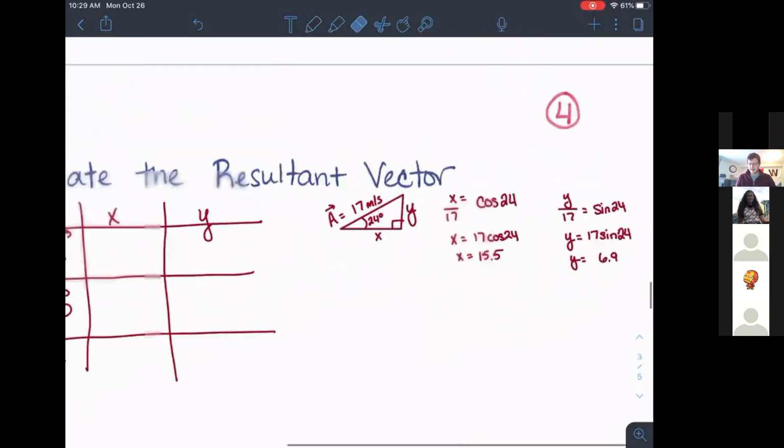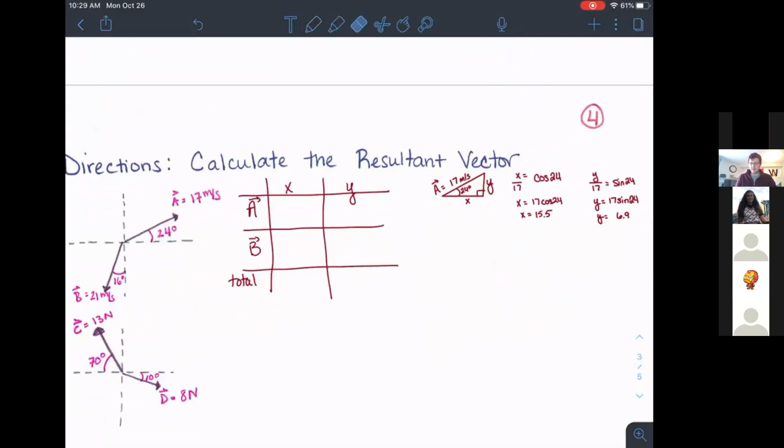So now my last step is to put it in my table. Let's round it to sig figs and put positives or negatives depending on their quadrant. So my x for vector A is going to be 16 meters per second, and my y for vector A is 6.9 meters per second. Perfect. They're both positive because it's in the first quadrant.